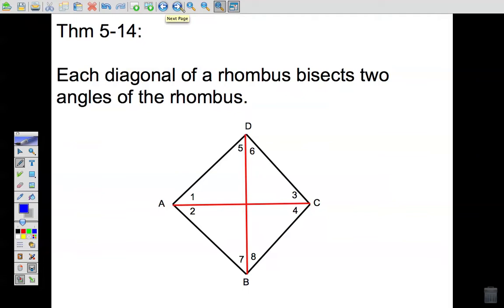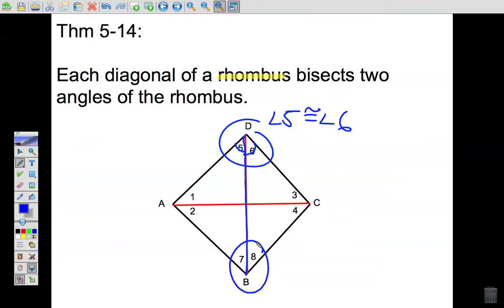Now in Theorem 514, it says, if you have a rhombus, each diagonal of a rhombus bisects the two angles of the rhombus. So in other words, if I highlight this diagonal right here, this diagonal is going to bisect this angle into two equal parts. So angle 5 is congruent to angle 6. It's also going to bisect this angle into two equal parts. Angle 7 is congruent to angle 8.